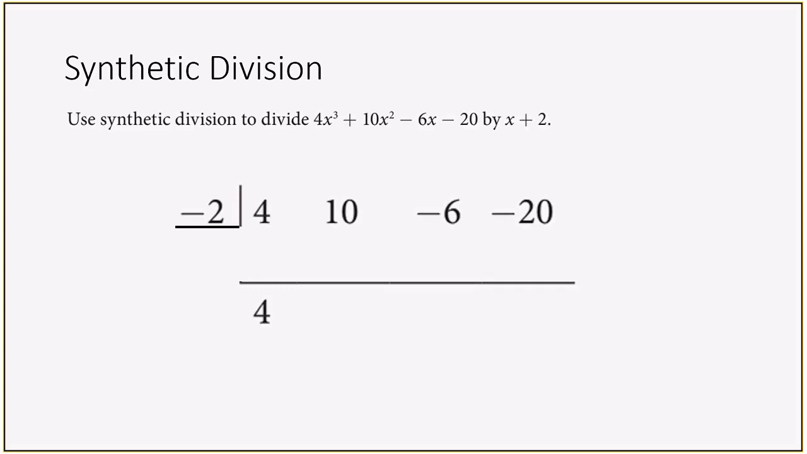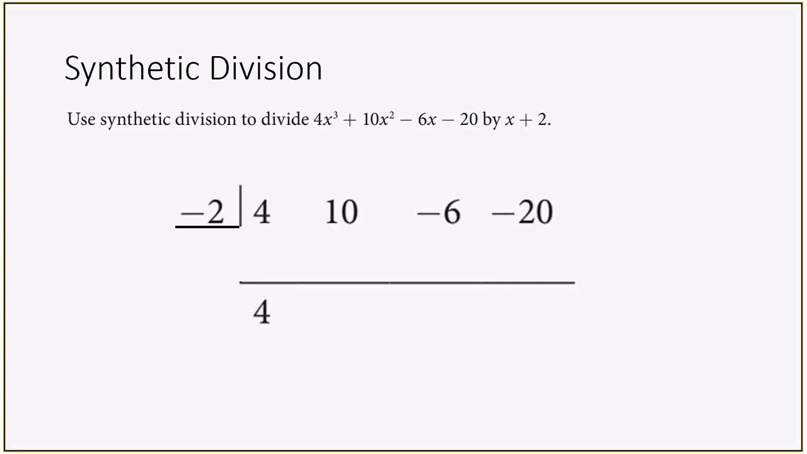So x plus 2 equals 0. If I solve for x, I get -2. Whenever you're solving that thing that you're dividing by, that's what goes into your box. Now, these other numbers that seem to be a little bit random are actually pulled directly from the question, from what we're dividing into. So the polynomial I'm dividing into is 4x cubed plus 10x squared minus 7x minus 20.